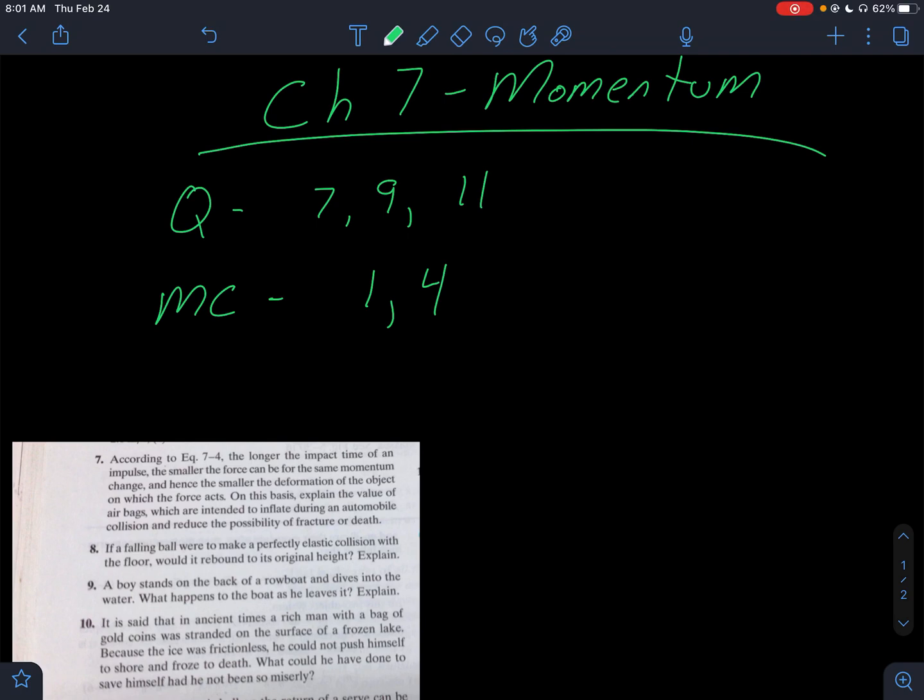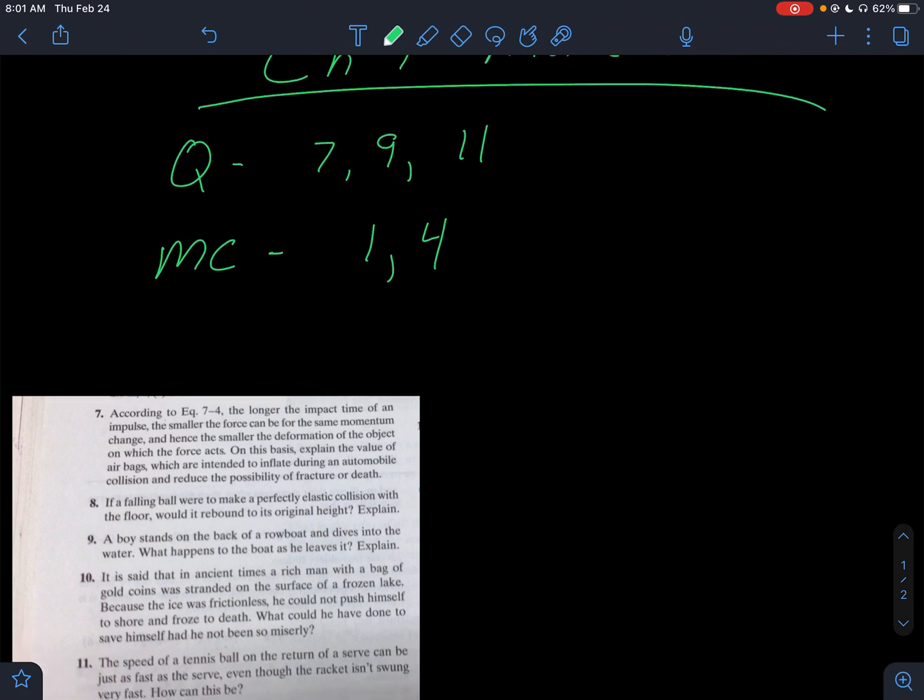Hello, AP Physics 1. Here are the solutions from part 1 of the Chapter 7 textbook homework that you requested that were not already in the homework solutions videos. So we have questions 7, 8, and 11.